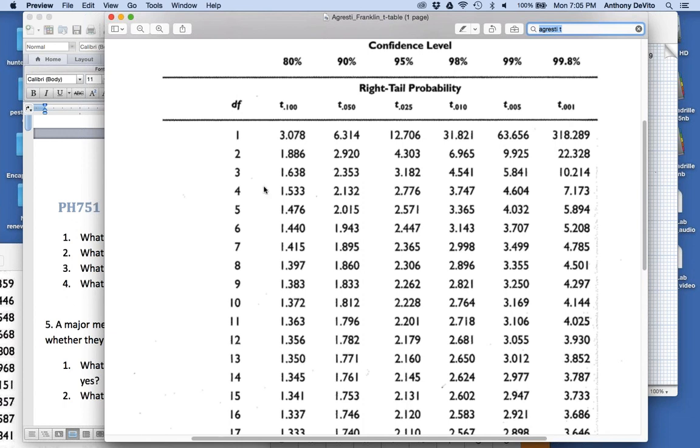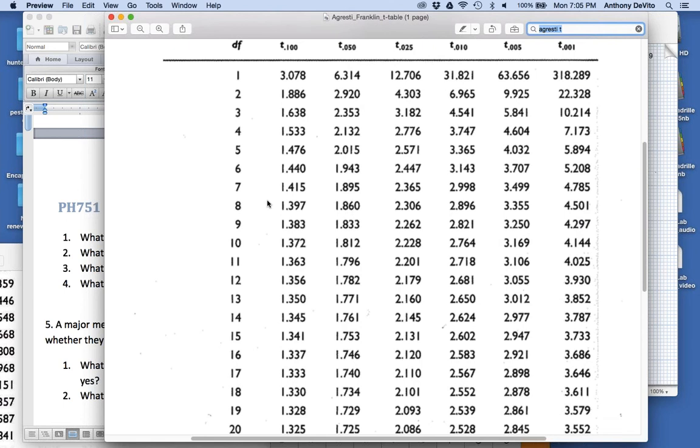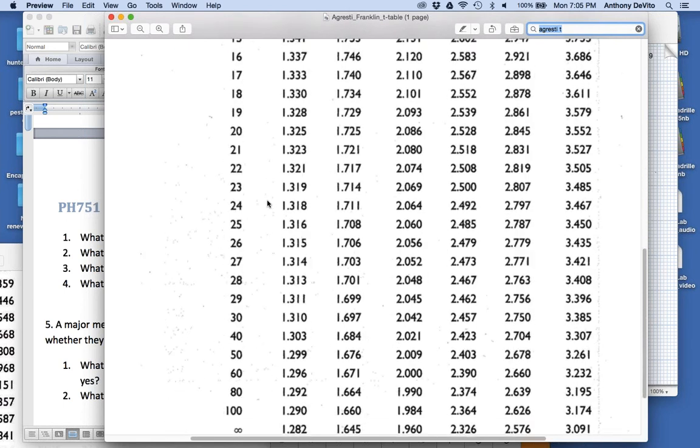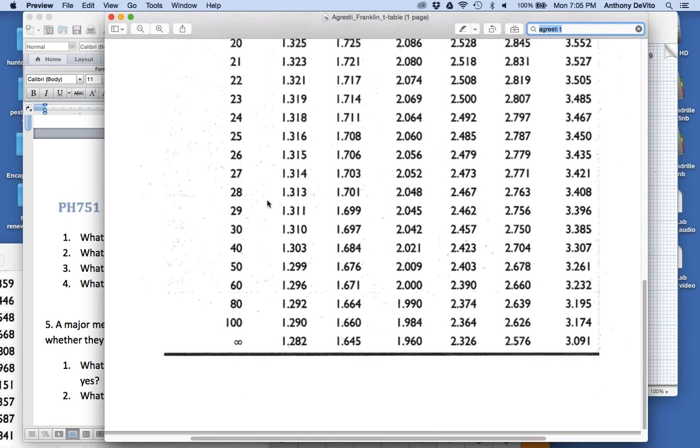What would be the value of t that you would use instead of z? For a 95% confidence interval, you would use 1.96. Let's see what you would use for a sample size of 1,000. So a sample size of 1,000 would be 999 degrees of freedom.